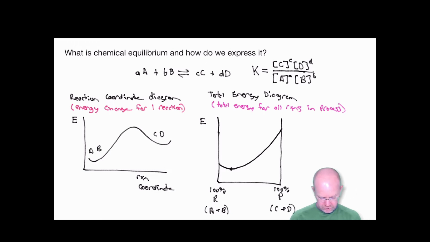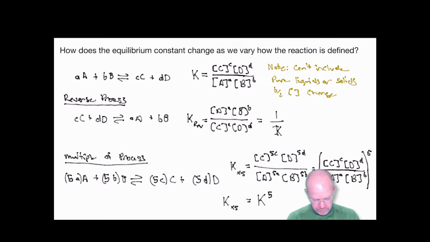And I really think it's a good idea to start thinking about energy. We'll talk specifically about energy in a couple of chapters, but for right now, this is enough to have this sense of how the equilibrium constant is connected to the energy changes undergone in a given process. So let's talk about how the equilibrium constant changes as we vary how the reaction is defined. The equilibrium constant is a constant, meaning once you define what the reaction is, that constant is unchanging.